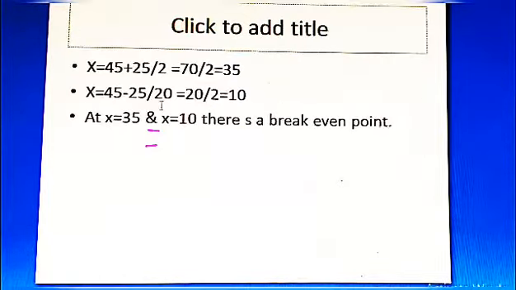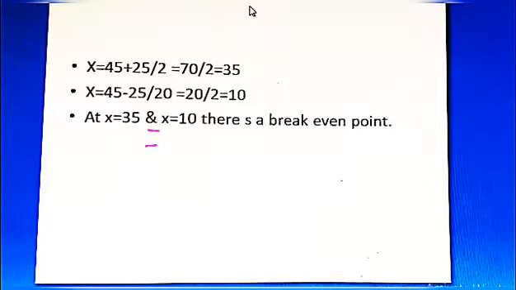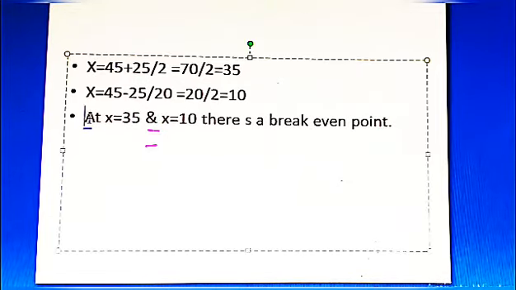All right. Okay, so the first answer is 45 plus 25 is 70 by 2 is 35. And then the next answer is 45 minus 25 will give you 20 divided by 2, which is 10. Therefore, at x is equal to 35 and x is equal to 10, there is a break-even point. This is the answer.